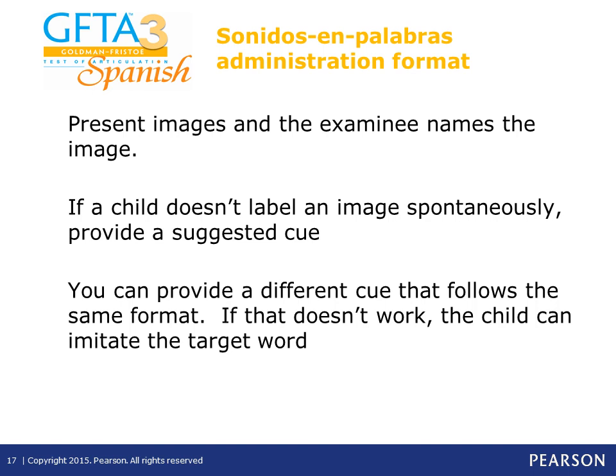If the individual doesn't label an image spontaneously, the test provides a suggested cue, or you can provide a different cue that follows the same format. So you can state the word, say something related to that word, say the question prompt. And if that doesn't work, the individual can imitate the target word.